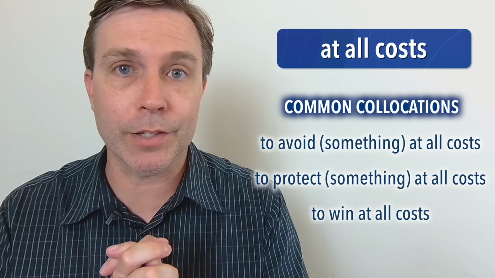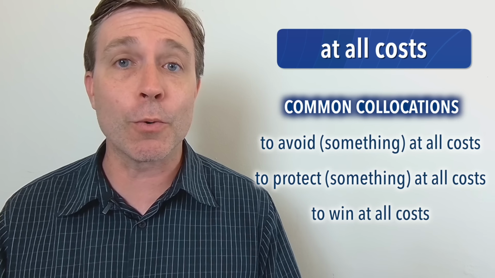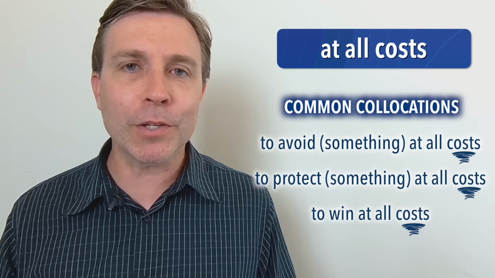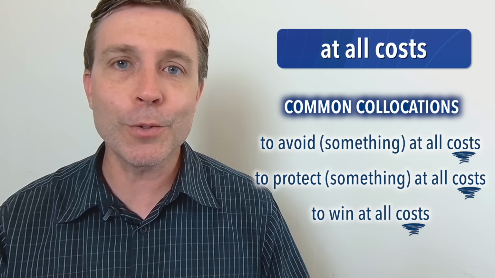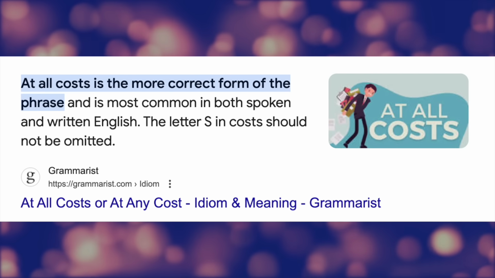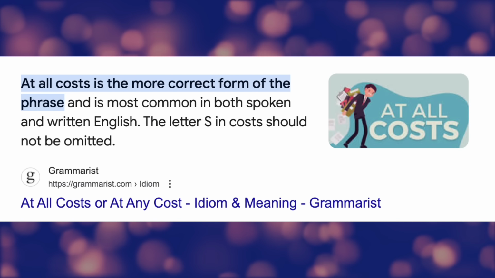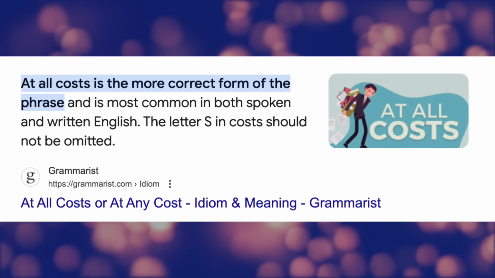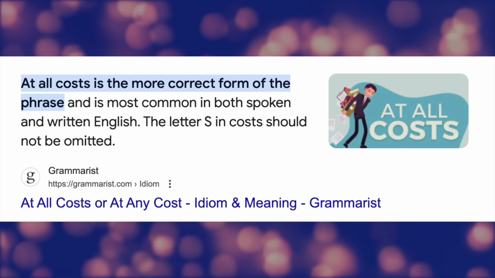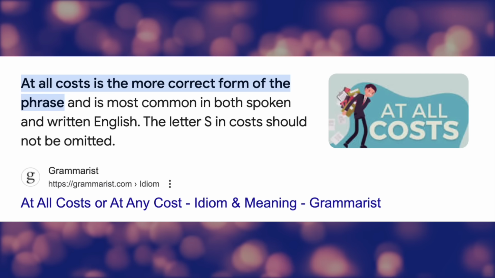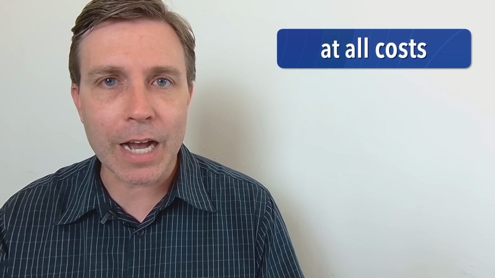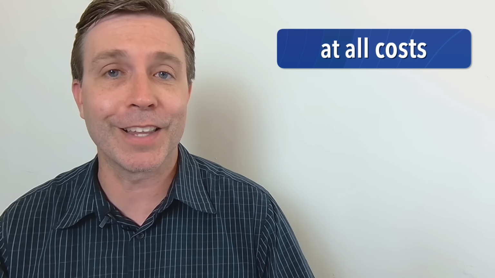Now, there is a slight debate as to whether or not the word cost should be singular or plural. For the most part, it is more common to use the plural form, costs, with an S. According to the Grammarist, at all costs is the more correct form of the phrase and is most common in both spoken and written English. The letter S in costs should not be omitted. To help give you a better idea as to how this expression is used in context, I have some news headlines for you.